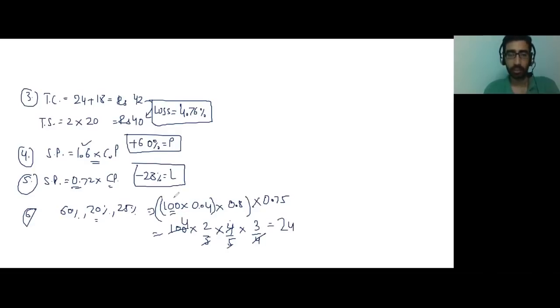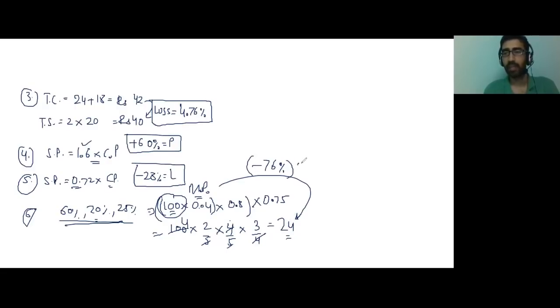Indeed. So you started with 100 as your quantity, as your mark price essentially, and your selling price turned out to be 24 after the 3 successive discounts. Thus, your discount must be 76% because to get from 100 to 24, you must decrease 100 by 76%. That is what discount represents.